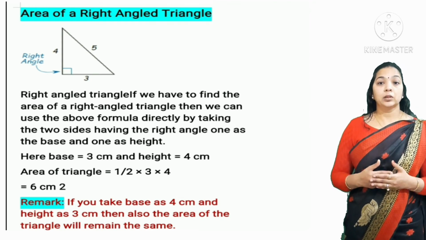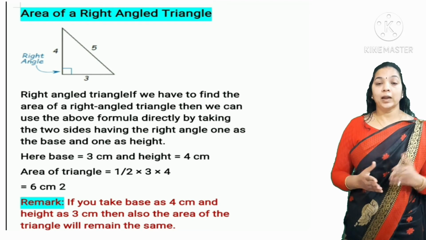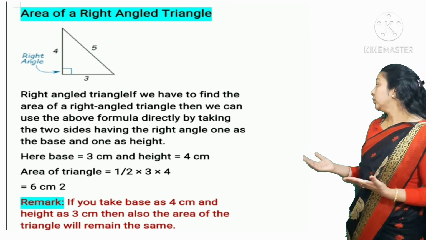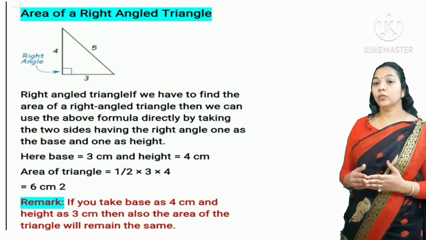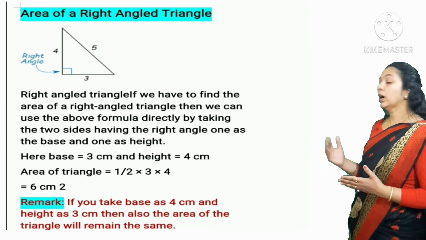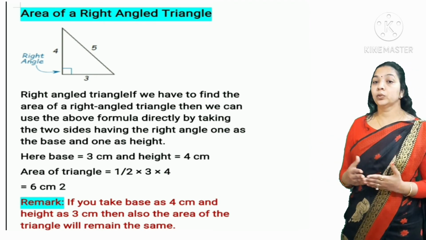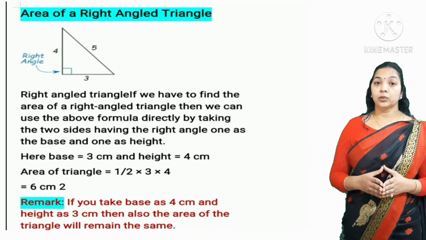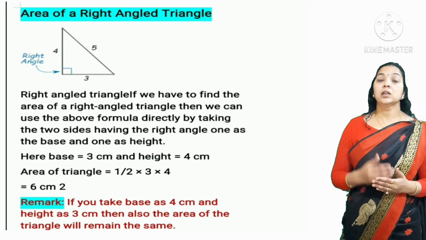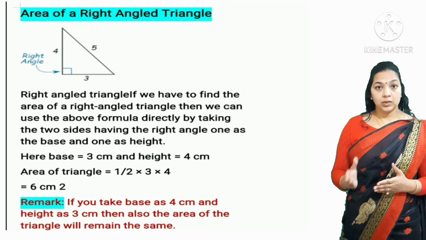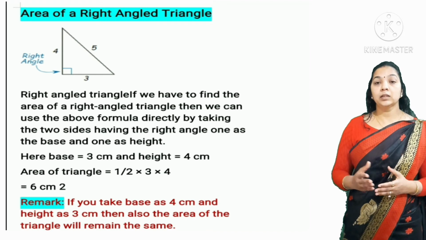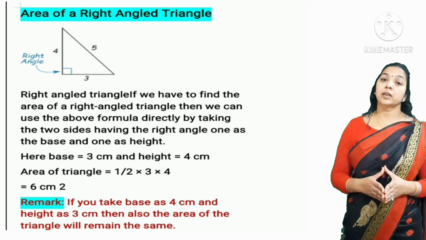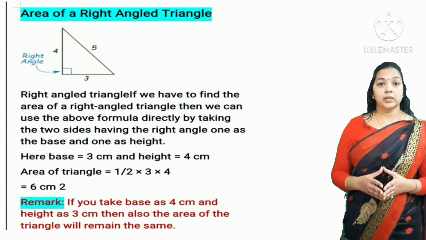Of the two sides of the right angle, any one can be taken as height and the other can be taken as base. So the area of this particular right angle triangle is half of 3 into 4, that is base into height. That will be equal to 6 centimeter square, as we know that the unit of area is the square of the length of the side. Note that we can take any side as base and any other side as the perpendicular, or you can say height.